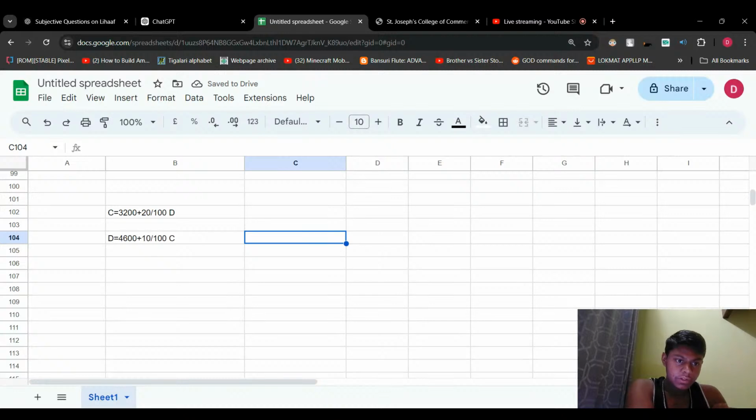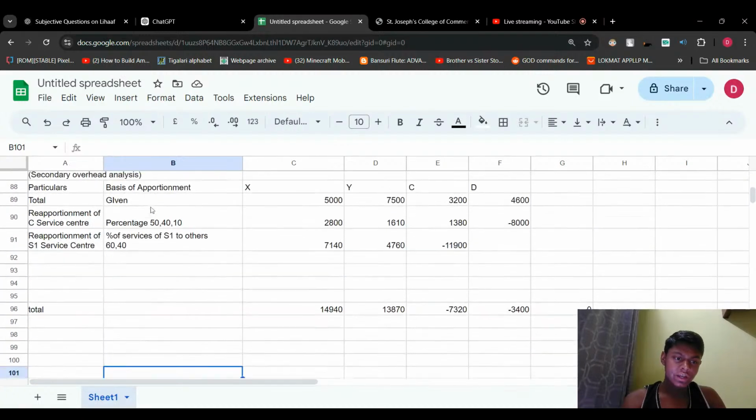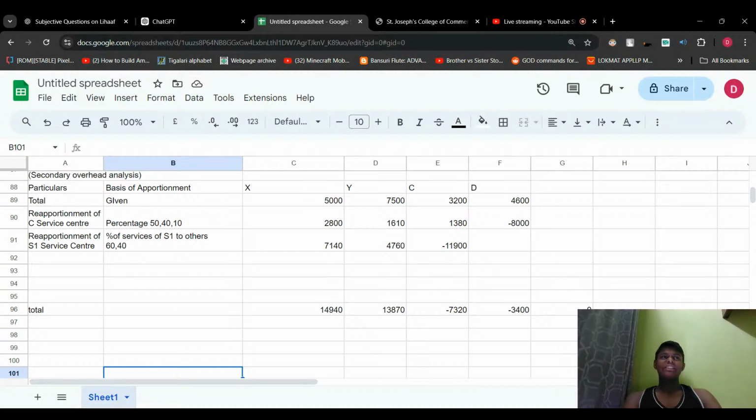What you're supposed to do is, you already have the value of C over here. Just input that value of C. So D equals 4,600 plus 10 by 100 into 3,200 plus 20 by 100 D. These are linear equations which you have to sit and solve. If you guys understood, you understood. If not, I cannot do anything much.